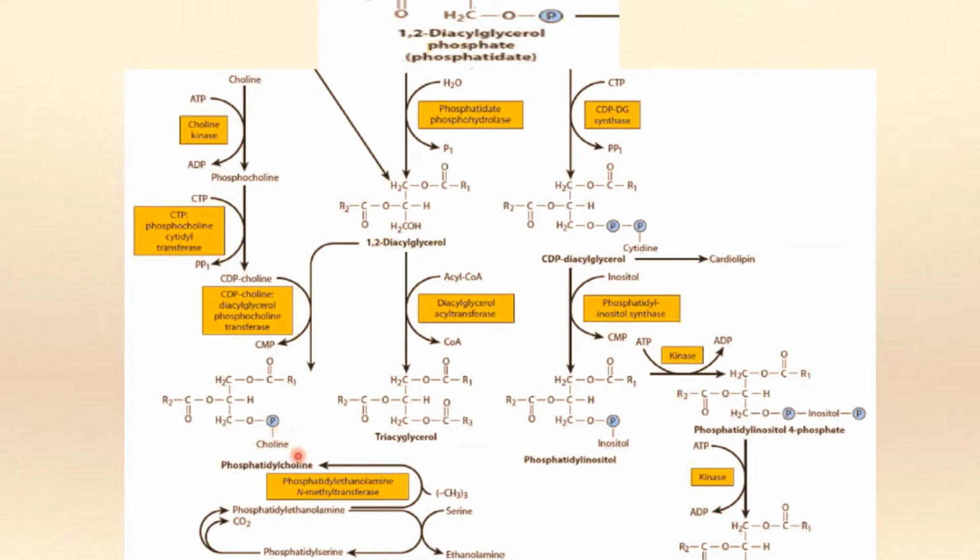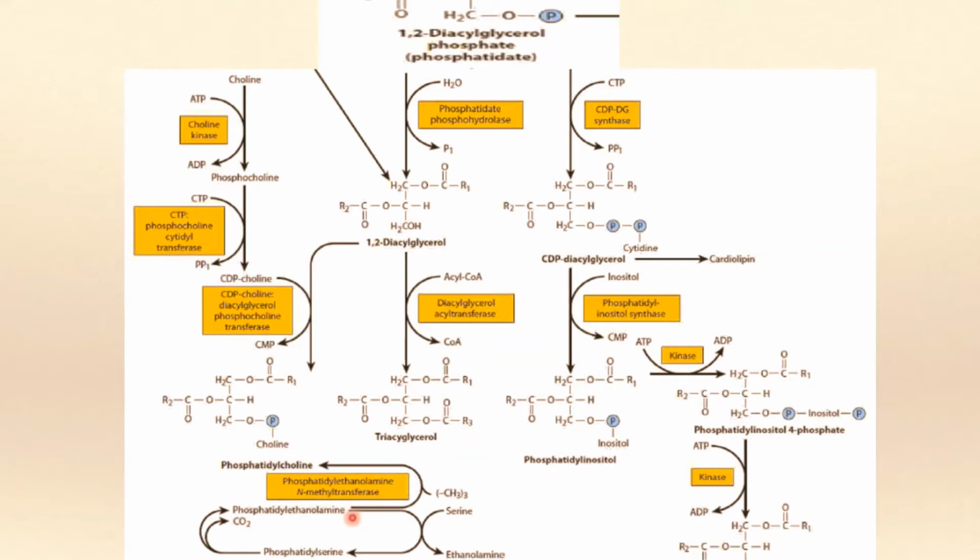In a similar way, instead of choline, if there is ethanolamine, ethanolamine can also get activated and form CDP-ethanolamine, and that can get added to this 1,2-diacylglycerol to form phosphatidylethanolamine, just as shown here. So phosphatidylethanolamine will be synthesized.